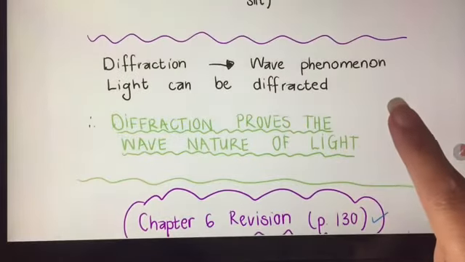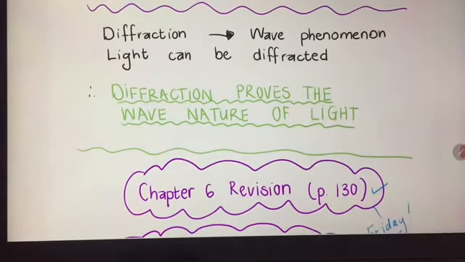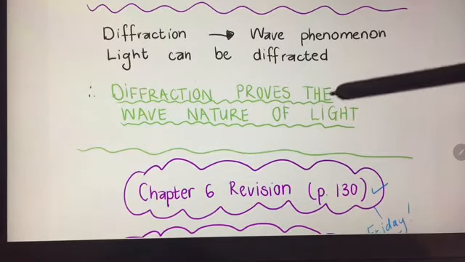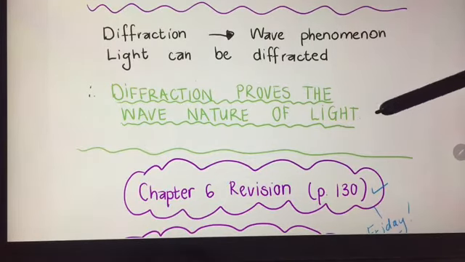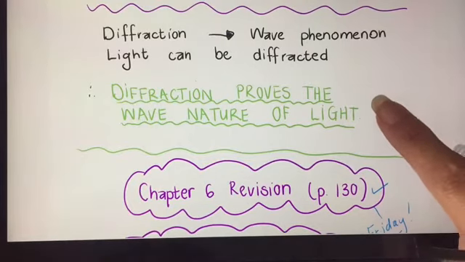So just to finish off, diffraction is a wave phenomenon, and the fact that we can clearly see here that light can undergo diffraction proves to us that light has a wave nature. So we can actually say that because light undergoes diffraction, it proves to us the wave nature of light.